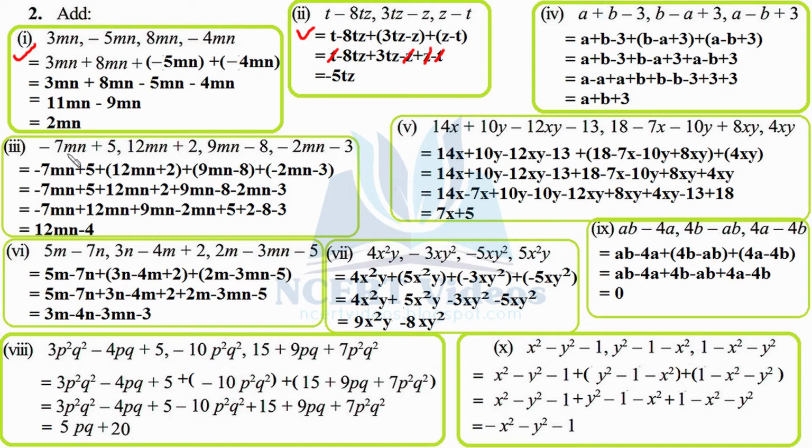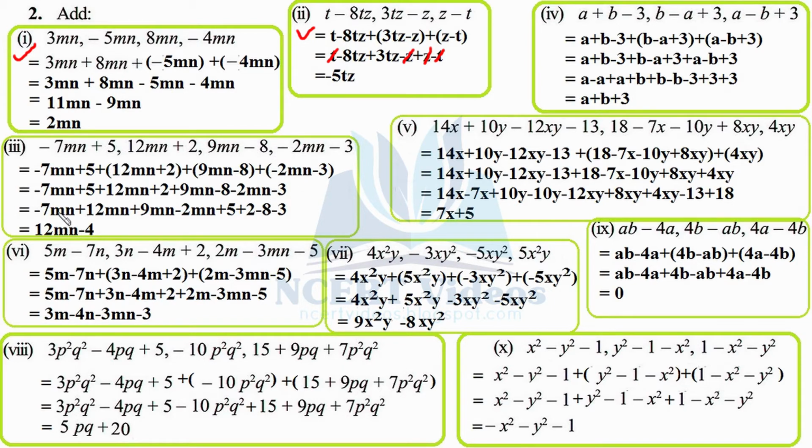Again, writing first term as it is, plus because we are adding, so writing second term in bracket, plus writing third term in bracket, plus writing fourth term in bracket. Solving for bracket. First term as it is, plus 12mn, plus 2, plus 9mn, plus minus is minus 8, plus minus is minus 2mn, and plus minus is minus 3.